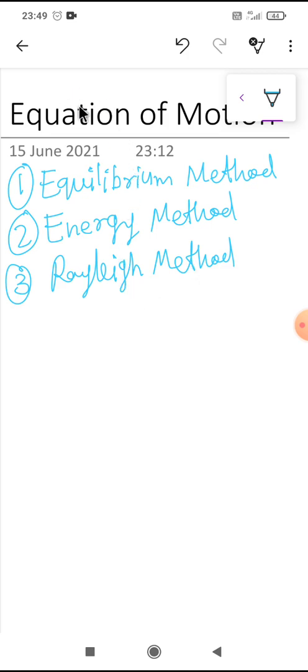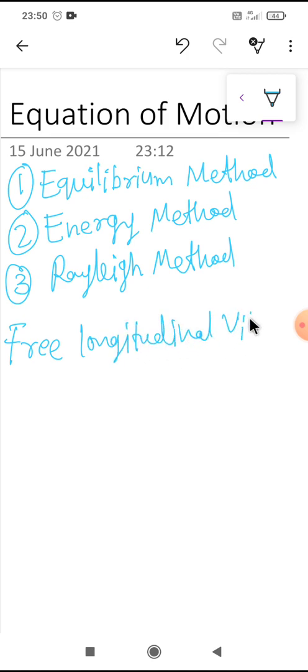To find the equation of motion, we will use three methods. To find the natural frequency with the help of this equation of the free longitudinal vibration. So which vibration are we considering? Free longitudinal vibration. So it is free longitudinal vibration.